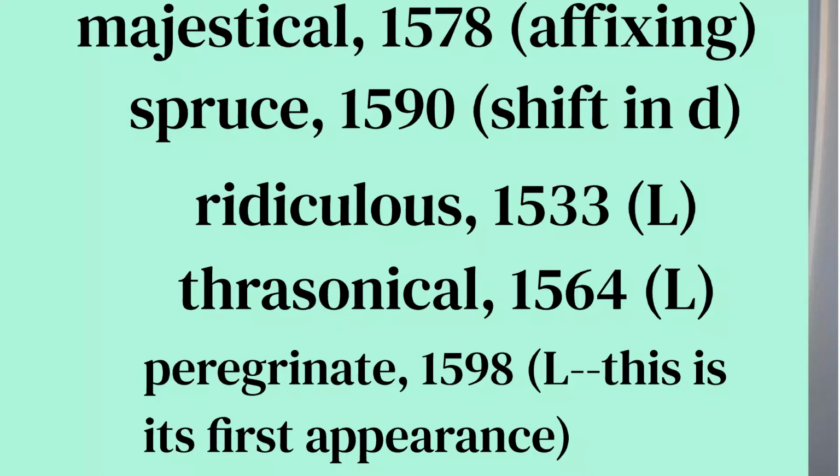Thrasonical. A Latin borrowing, which only appears in writing in 1564, only 34 years prior to the play's publication in 1598. Or the 20-year-old majestical, first used in 1578 by affixing -ical to majesty. It's only clipped to the word majestic later. Or spruce, which in this usage, a shift in denotation from the tree and other things similar, is only recorded as early as 1590. The word isn't even 10 years old by the time the play is published.